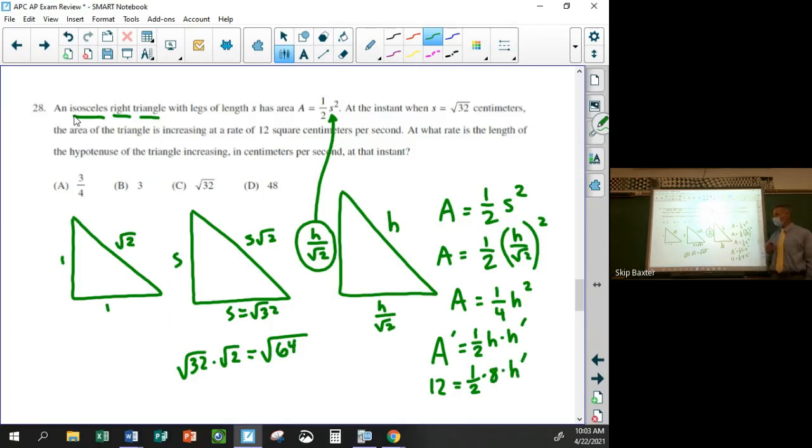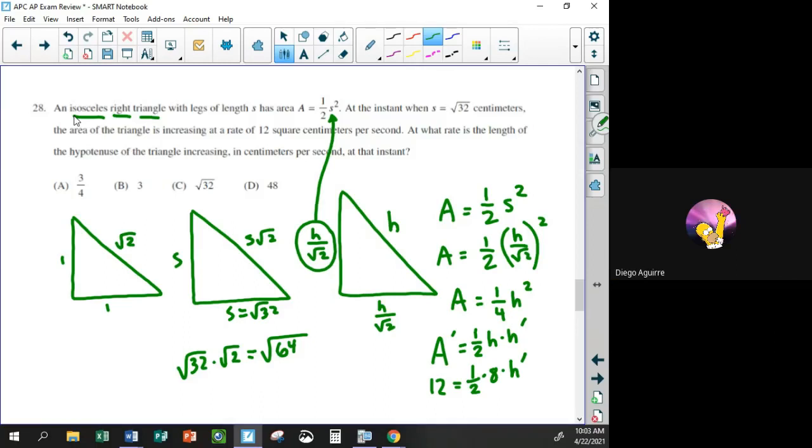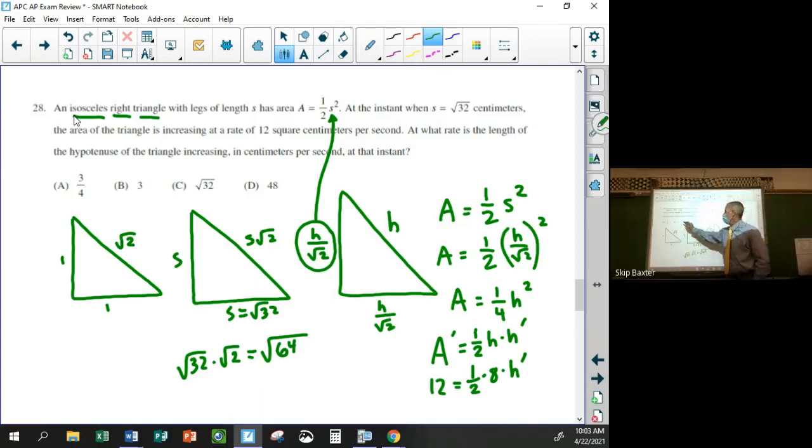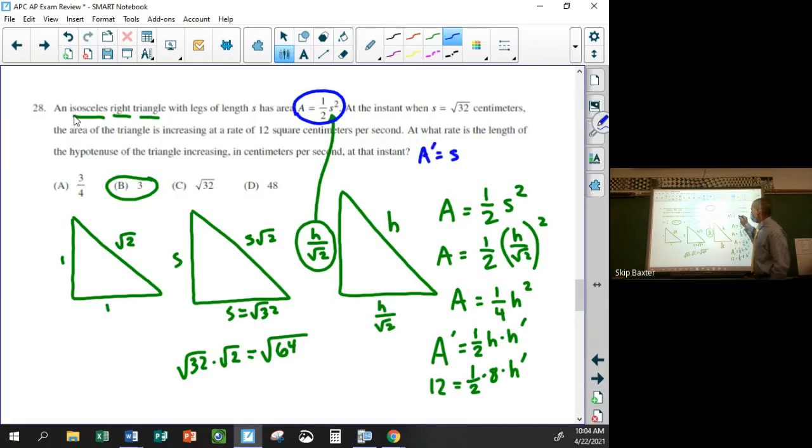Does that make sense? Yeah, so then h prime is just 3. I agree. Does everybody understand this? Now there's other ways you could have done this. Like we could have started with this formula, differentiated a prime equals s prime. We know what a prime is and we know what s is. So we could have said this is 12 equals radical 32 s prime. So s prime equals 12 over radical 32.